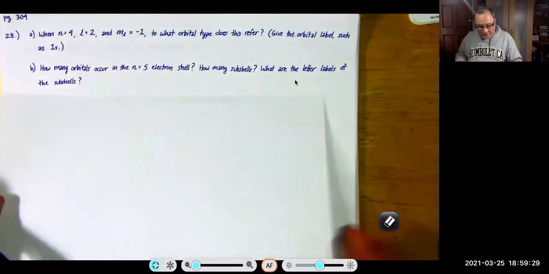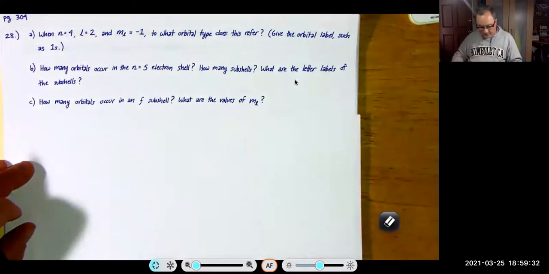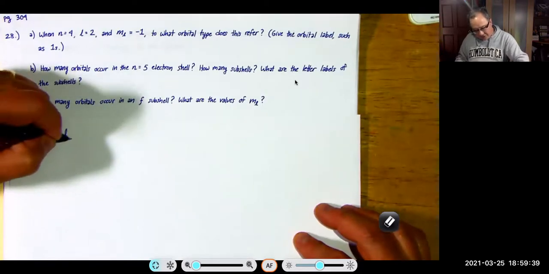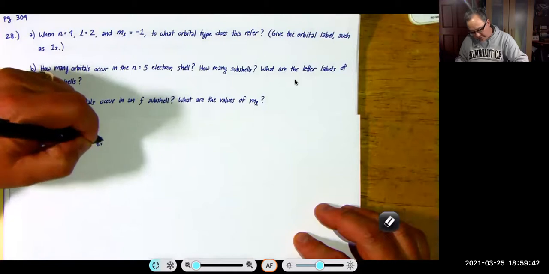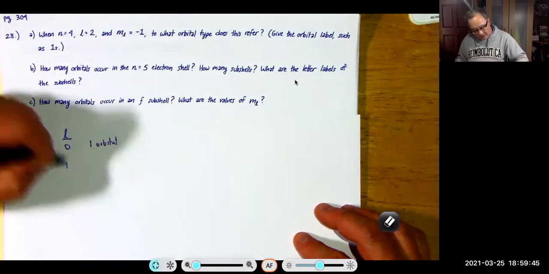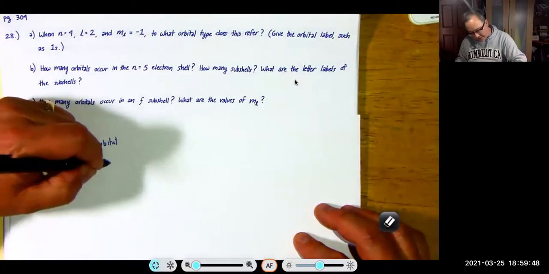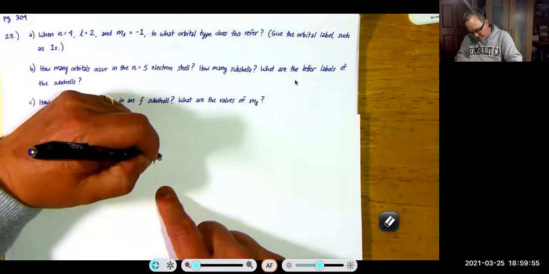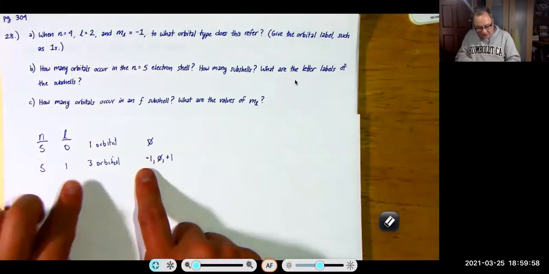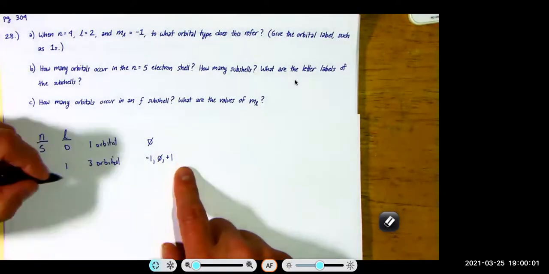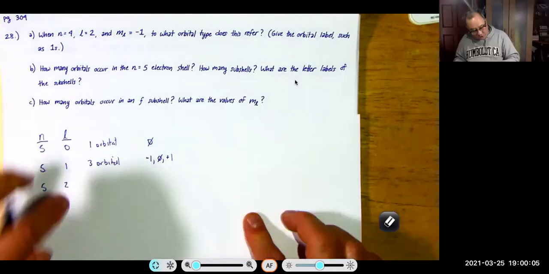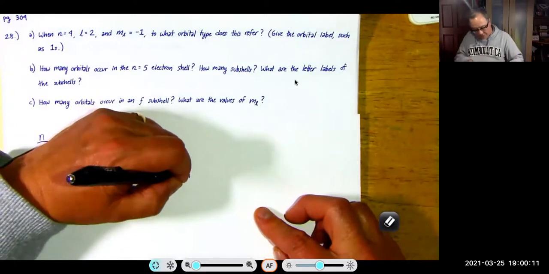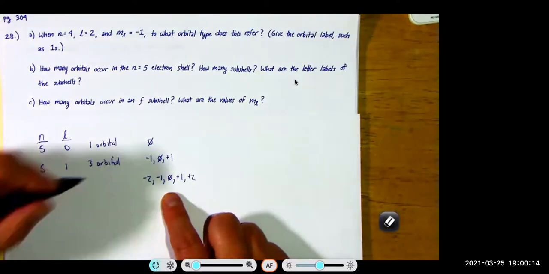Okay, so here when we look at the fifth shell, I'm going to do this for the 5. For L equals 0, there's 1 orbital. For L equal to 1, there's 3 orbitals. And to give you a sense of how to count 3, you see negative 1, 0, positive 1: 1, 2, 3. So with 2, you can have negative 2, negative 1, 0, plus 1, plus 2. How many orbitals is that? You'd get 5. That's right.